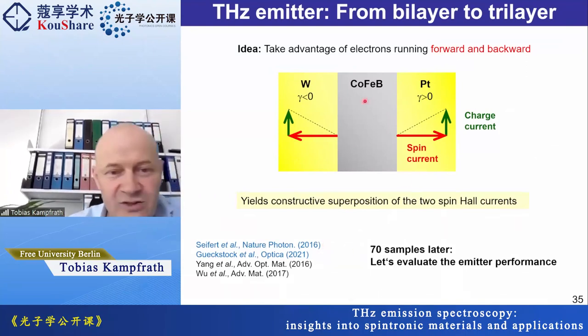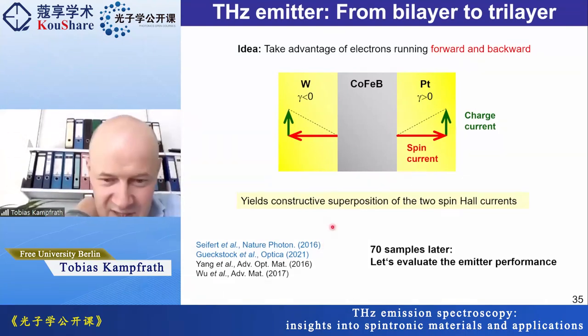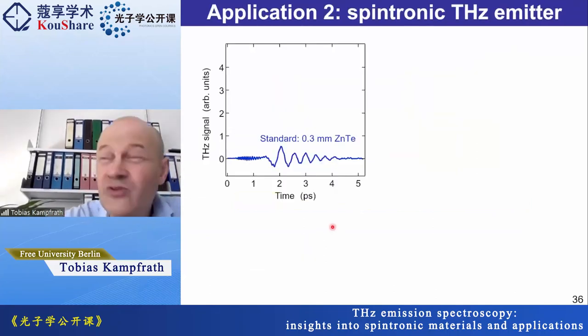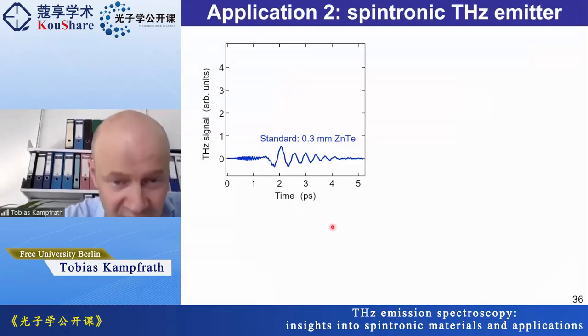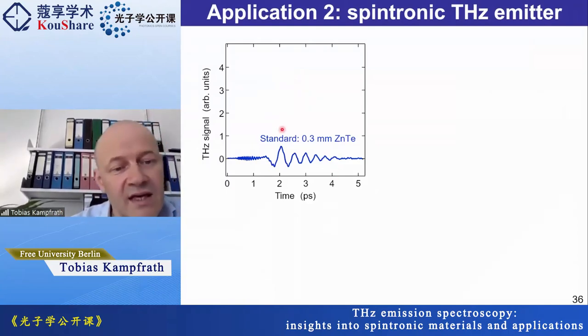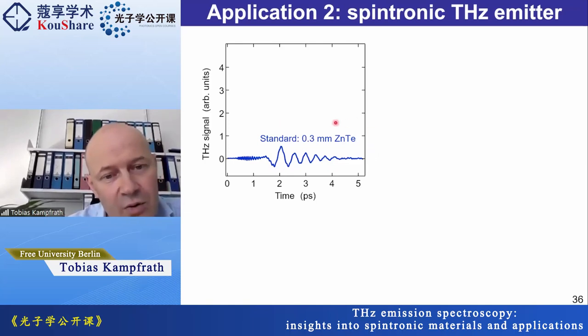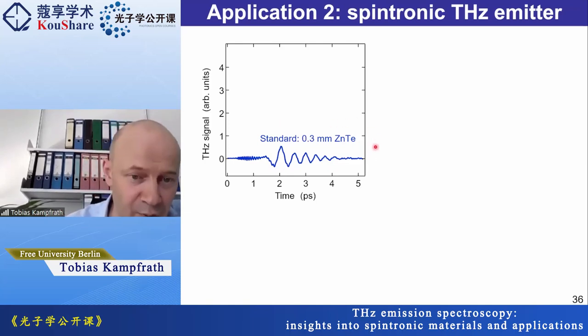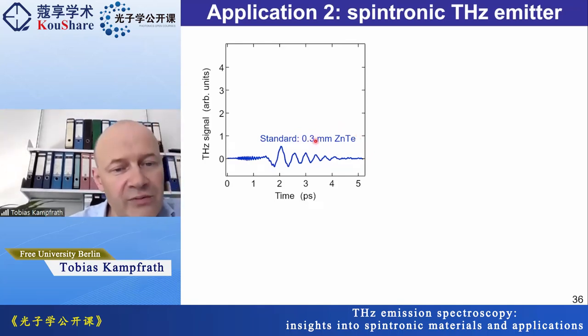And to learn about this, it took about 70 samples in our laboratory. And if you want to use this now as a terahertz emitter, you have to evaluate it. And this means you should compare to a standard emitter. One standard emitter I already mentioned is, for example, zinc telluride, the electro-optic material, zinc telluride, 0.3 millimeters thick. The emission is shown here.